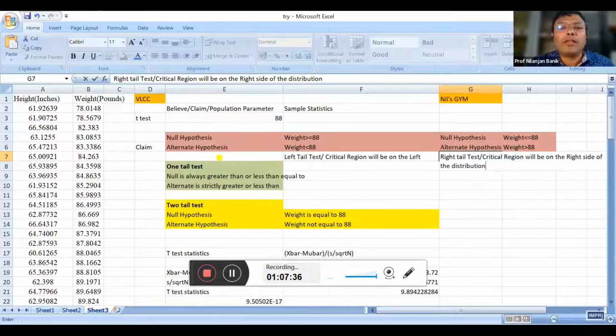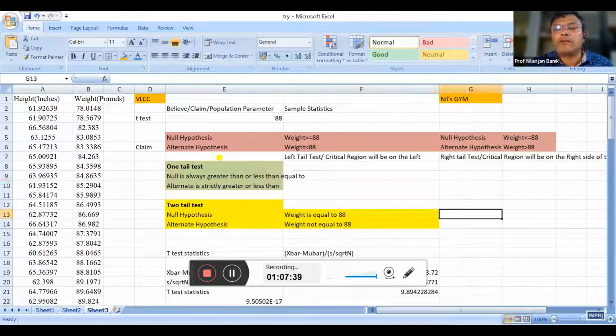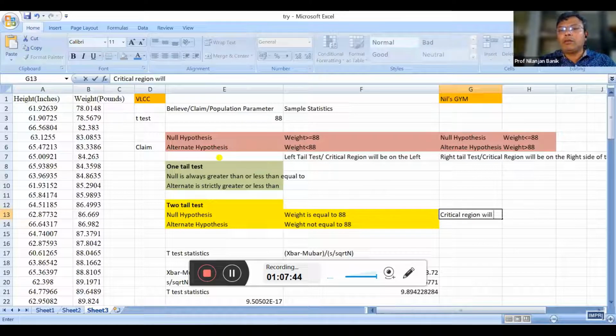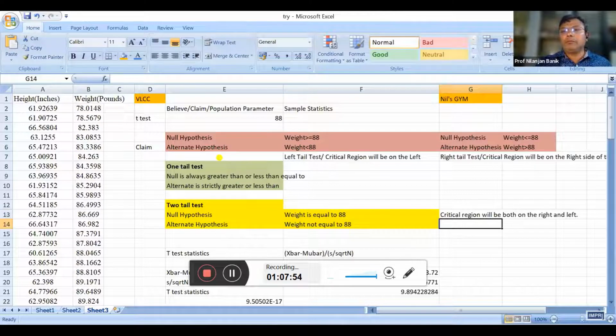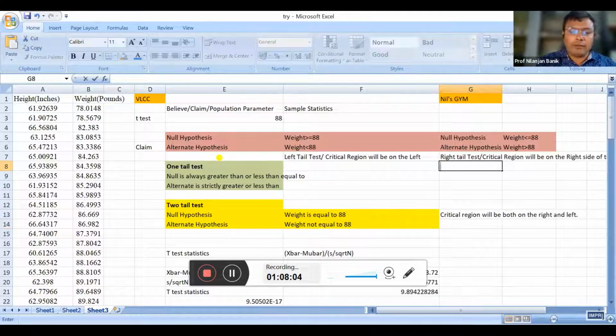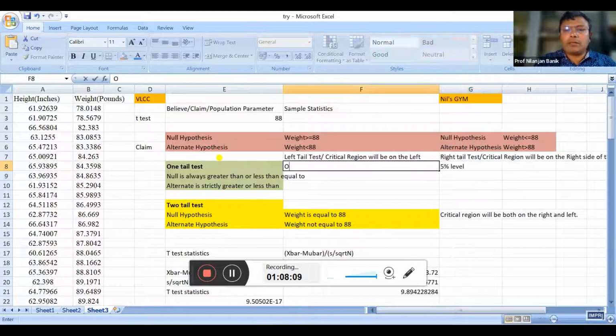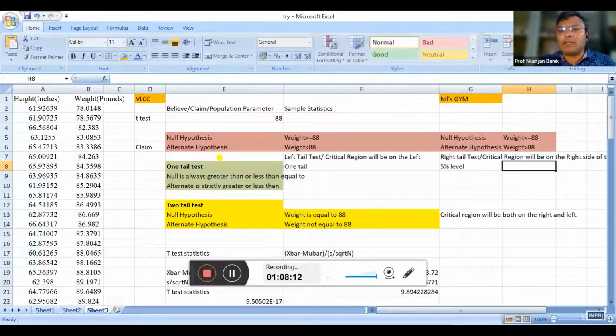And in case of a two-tail test, the critical region will be both on the right and left. Okay? So the point to note here, which is again very important, is in the case of a two-tail test: if I'm doing a one-tail test at 5% level, right?